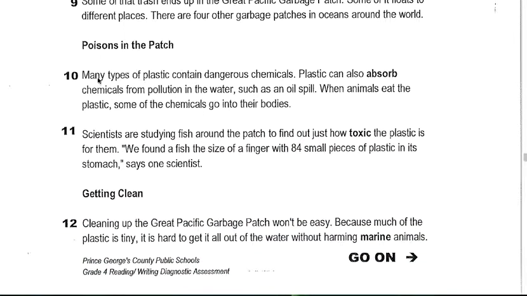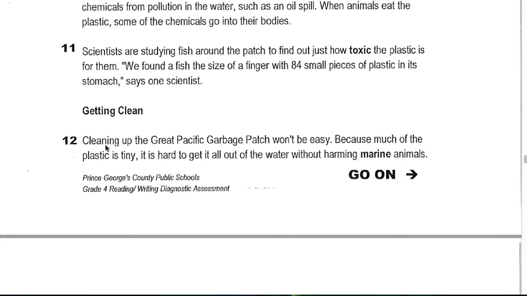Poisons in the patch. Many types of plastic contain dangerous chemicals. Plastic can also absorb chemicals from pollution in the water, such as an oil spill. When animals eat the plastic, some of the chemicals go into their bodies. Scientists are studying fish around the patch to find out just how toxic the plastic is for them. We found a fish the size of a finger with 84 small pieces of plastic in its stomach, says one scientist.